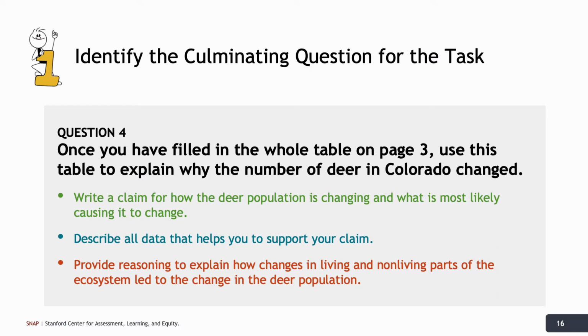We selected question 4 as our culminating question for the DEAR task because this is where students answer the phenomenon-driven question presented at the beginning of the task: what's causing the change in the deer population in Colorado? As you can see by the color coding here, this question also allows us to see evidence of each of the 3 dimensions we're trying to assess in this task.